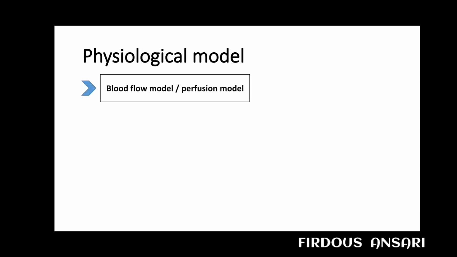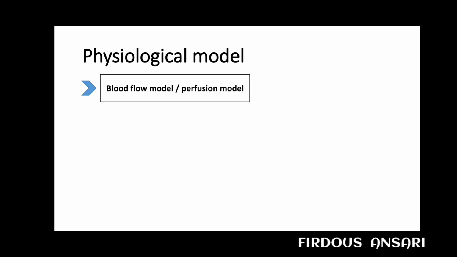So lastly, the physiological model. It is also known as blood flow model or perfusion model. So here we will check the distribution of drug depending upon physiology and anatomy. Here we will see in which organ how much amount of drug is moving in how much time. See, every organ has its own affinity to catch the drug. Every organ can take a specific amount of drug in a specific period of time depending upon its affinity.